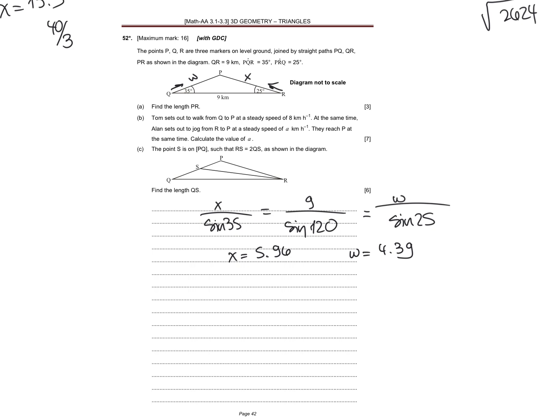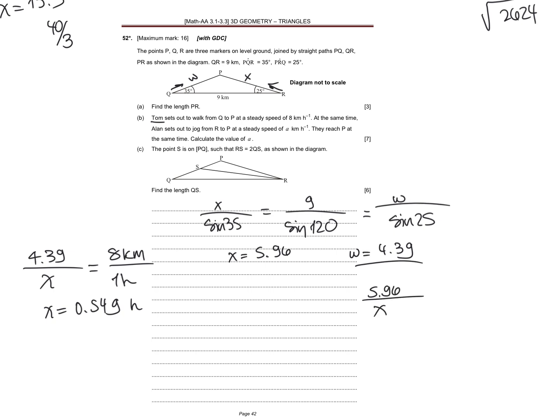Okay, so the 5.96 that Tom is walking. No, Tom is not walking that one. Tom is walking the 4.39. So we can think of it as, 4.39 will take him how long if 8 kilometers takes him one hour? So this will take him 0.549 hours. And for Alan, same thing.